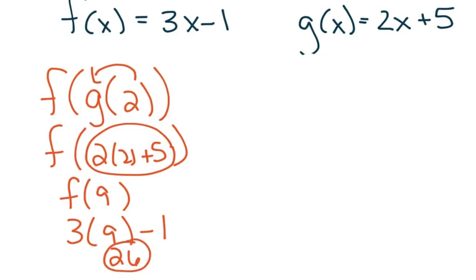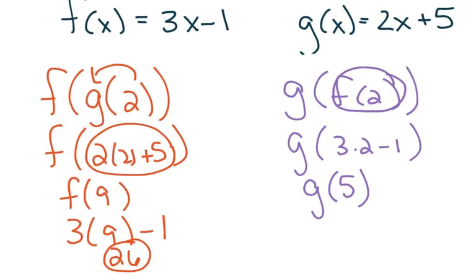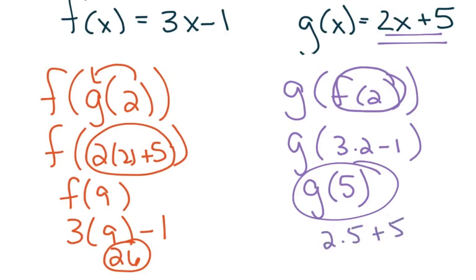Now I want to show you what happens when I switch the order. This says g of f of 2. The way this works is you start by evaluating f of 2. So to find f of 2, you're going to plug 2 into f. So we're going to do 3 times 2 minus 1. That's 6 minus 1, which is 5. And now you're left with g of 5. That says plug 5 into g. So we're going to do 2 times 5 plus 5. 10 plus 5 is 15. So the order in which you compose your functions changes the answer.